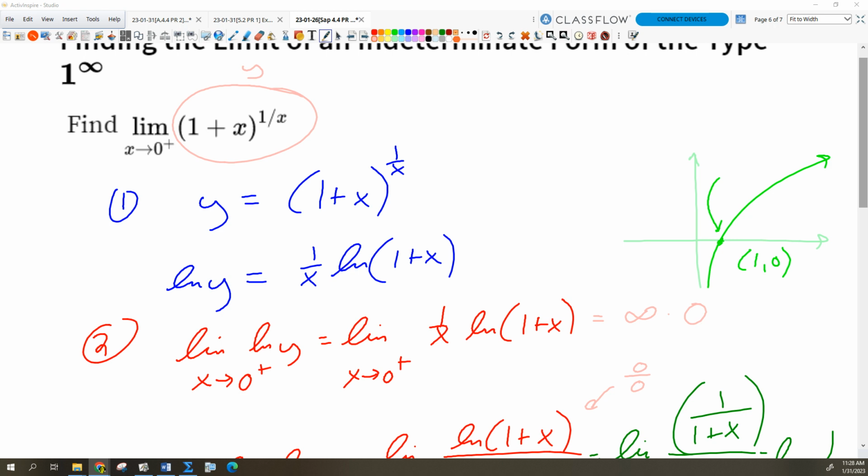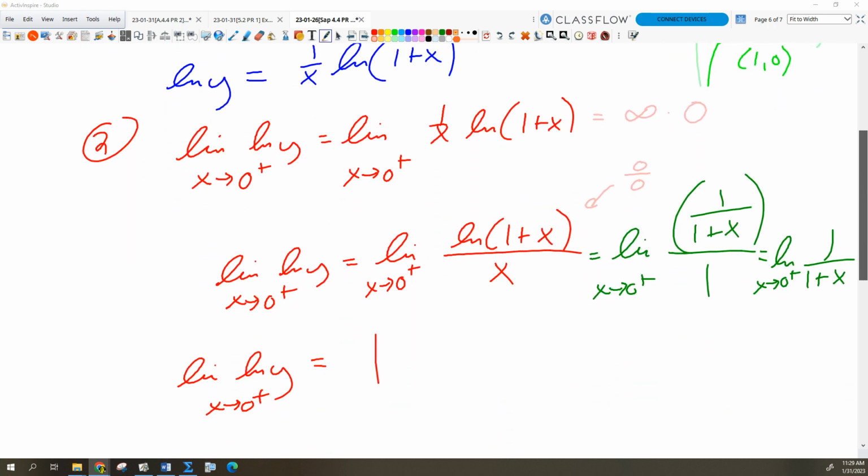Okay. How were you able to put everything over x on the second line for number 2? Okay, over here, how was I able to put everything over x?